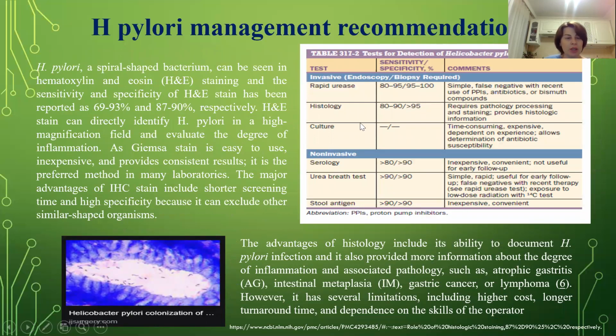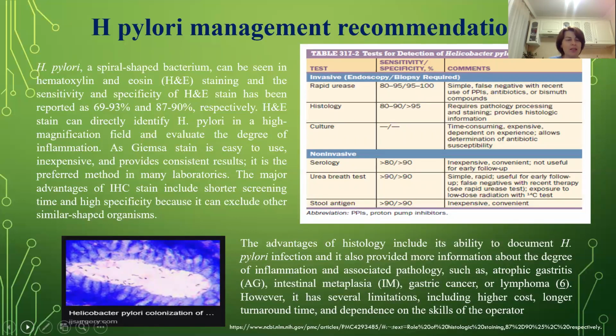Another test is histology, as Helicobacter pylori is a spiral-shaped bacterium that can be seen in hematoxylin and eosin staining, and the sensitivity and specificity of this stain has been reported around 93% and up to 90% respectively. Hematoxylin and eosin stain can directly identify Helicobacter pylori. Please look at that picture in a high magnification field and evaluate the degree of inflammation. The stain is easy to use, inexpensive, and provides consistent results. It's a preferred method in many laboratories.